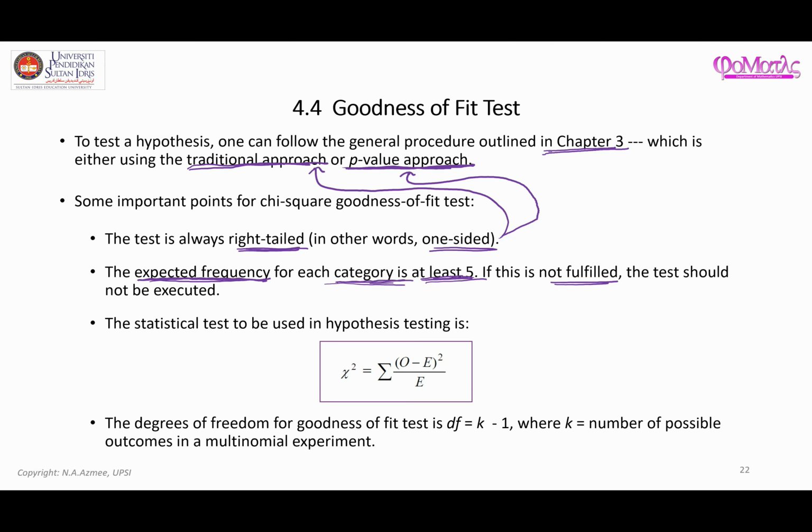And the next one is the statistical test to be used in the hypothesis testing, which is given by this formula here. Basically, this is the summation of observed minus expected, and you square it. Observed value minus expected value, square it, and you divide that by the expected value. The degrees of freedom for the goodness of fit test is k minus 1. So k here is the number of possible outcomes in a multinomial experiment, or in simple words, k here is the number of categories that you have. Okay, so the degrees of freedom here is required when you want to refer to the chi-square distribution table.